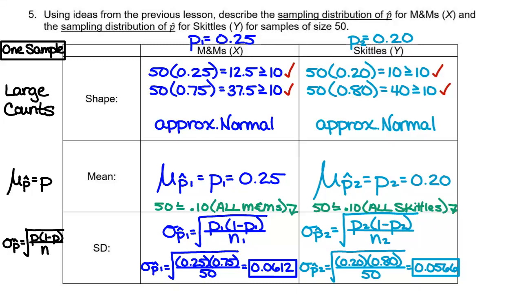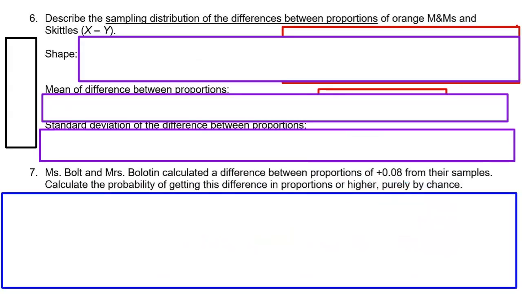This is where we left off yesterday. We had just talked about how to calculate the shape, mean, and standard deviation for each population individually. So now I want you guys to tell me, when we describe the sampling distribution of the differences between the proportions of orange M&Ms and Skittles, so we're going to do X minus Y, what would my shape be?